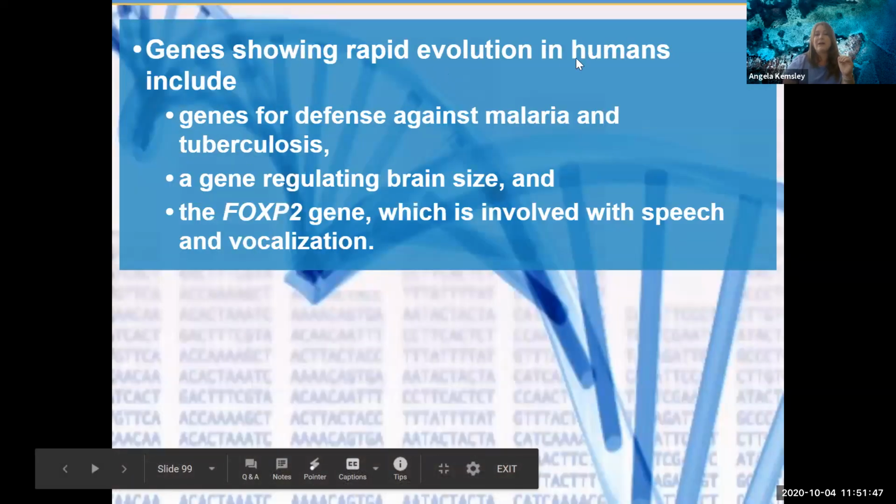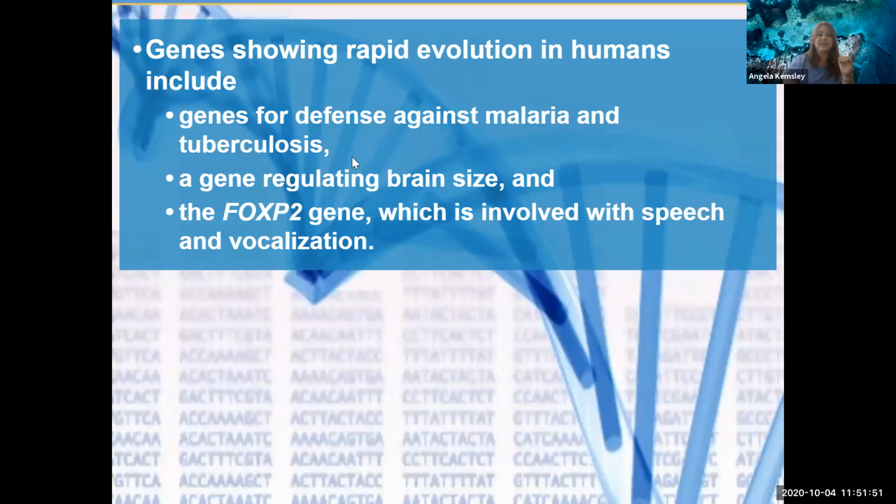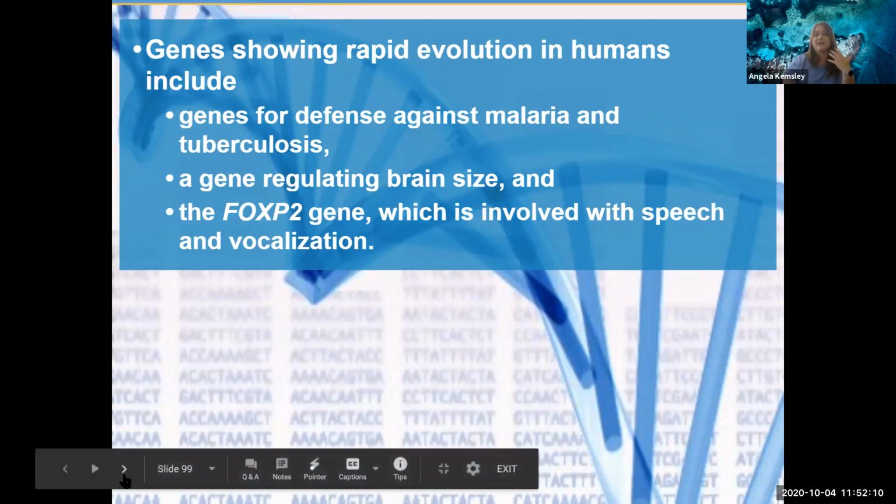Genes showing rapid evolution in humans include genes for defense against malaria and tuberculosis. So evolution quite often takes thousands or millions of years. But we have seen rapid evolution in things like defense against diseases, a gene regulating brain size, and what's called the FOXP2 gene, which is involved with speech and vocalization. So our vocalization, our speech actually evolved fairly rapidly.